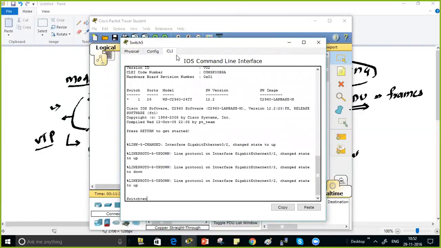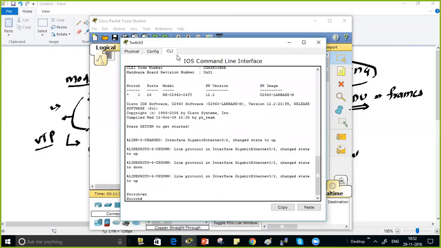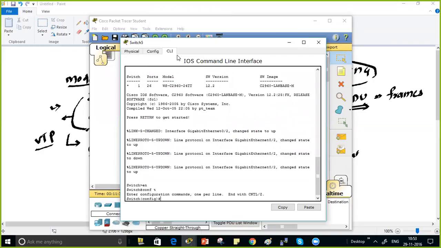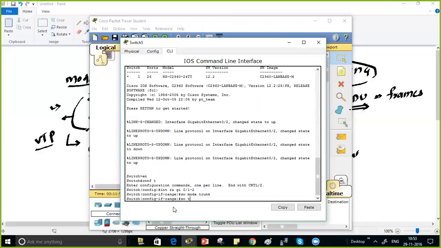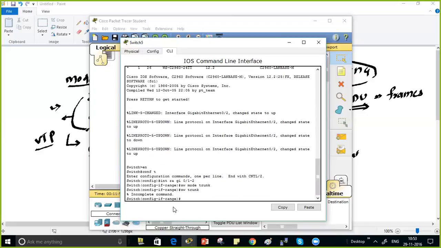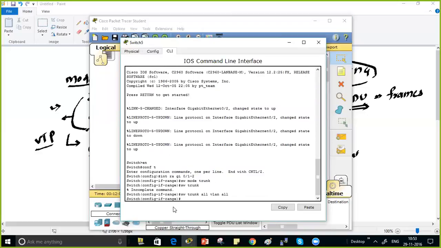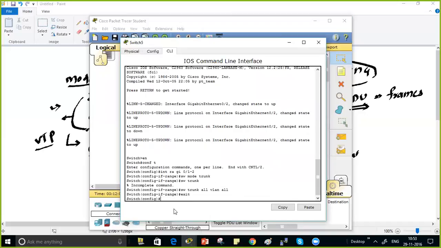Here also I'm configuring, yeah, I will explain that. Interface range gigabit 0/1 to 2, switchport mode trunk, switchport trunk allowed VLAN all, and VTP mode client.